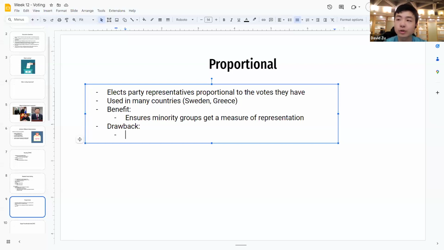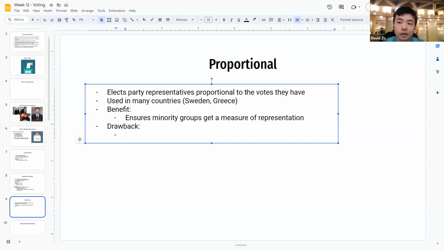So it's proportional: it's the same ratio as the percentage of votes they receive as a party. And the benefit here is that smaller groups that want a place in leadership, even if they don't win every single election, will still be fairly represented. They'll still have a small percentage of a voice in the decision making of the country, essentially.